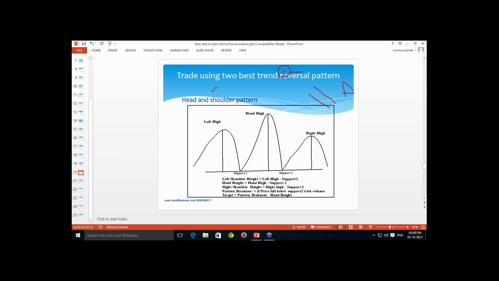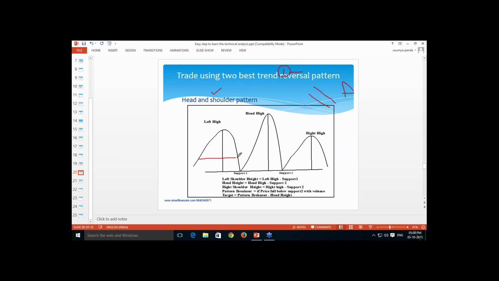So similar way, the head and shoulder also has a candle rule. Head and shoulder having a timing rule also. So whenever we talk about a head and shoulder pattern, it looks like this: left high, head high and right high, whatever is visible on this graph. So it has a support 1 and support 2. So specific rules are there. Whenever one left high is formed, then the head high is formed, then the right high is formed.